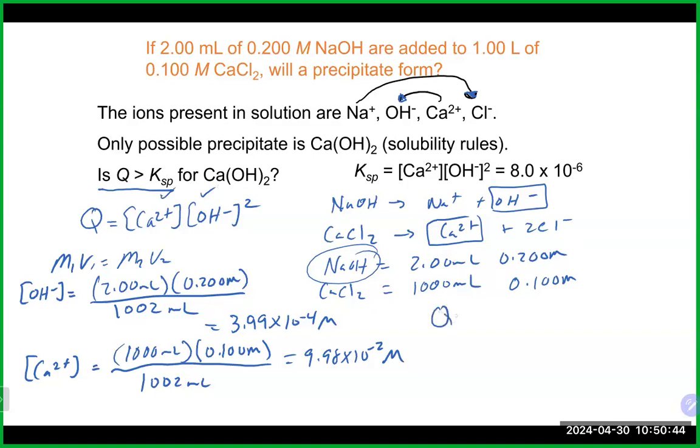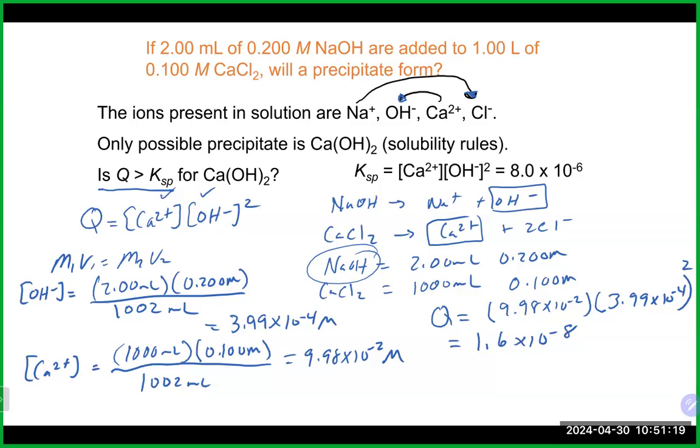Our Q will equal our calcium, which is 9.98 times 10 to the minus 2, times our hydroxide, 3.99 times 10 to the minus 4. Once again, we want to make sure we are also squaring that. That's going to give us 3.99 times 10 to the minus 4, squared, times 9.98 times 10 to the minus 2. Going to give us a Q of 1.6 times 10 to the minus 8 in this case.